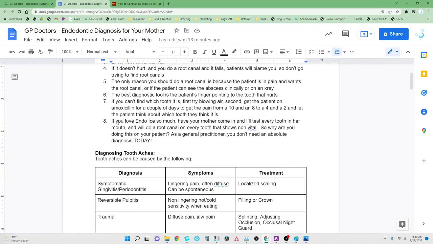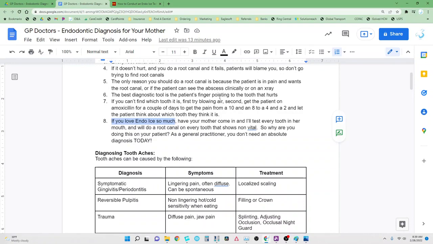Final concept here: if you love endo ice so much, doctors love to get out endo ice because they're going to test to make sure that they know. And they've got this little gizmo to tell the patients, listen, I'm so smart, I can tell you which tooth is the one that needs the root canal, okay?